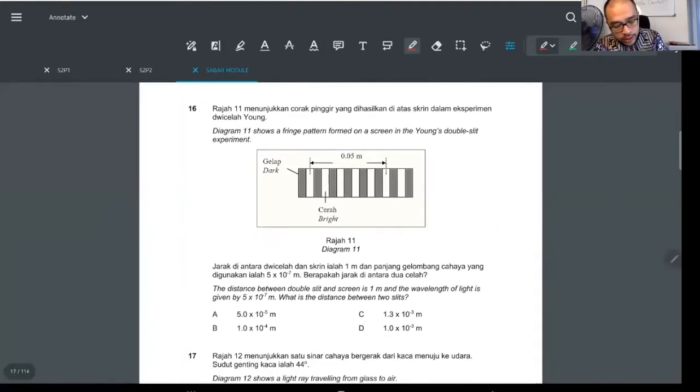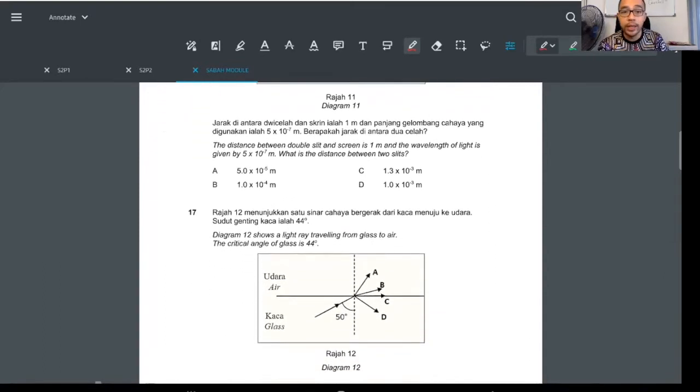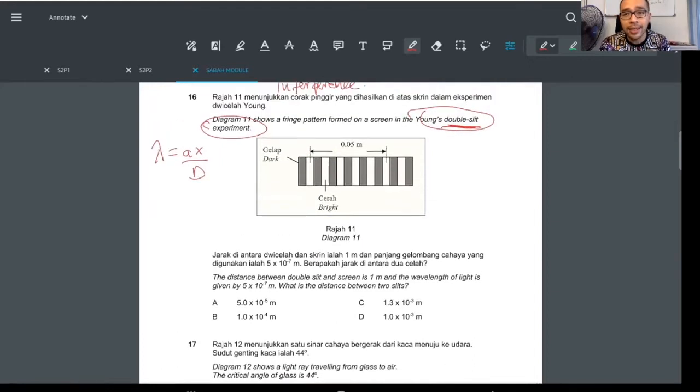Number 16. When you see Young's double slit experiment or any interference experiment, there's only one formula involved. This is a calculation question, and the answer is lambda equals AX over D. Let me show you the experimental setup for this now. Whether it is water or light or sound, the experimental setup is always the same. So from the double slit, this is a double slit, and then this is a screen.